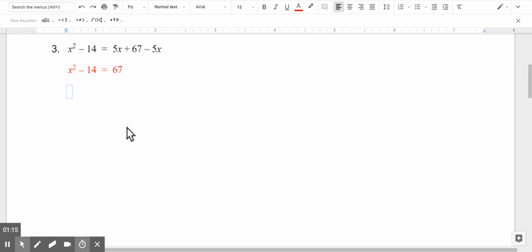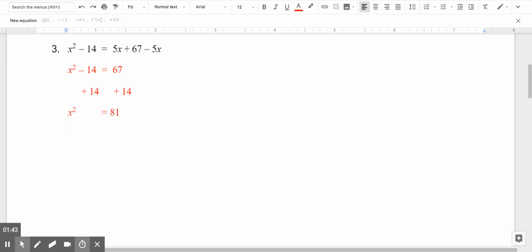Let's add 14 to both sides to get rid of that constant that's on the same side as our x squared. So I'll do plus 14 on both sides of my equation. And when I do this, I end up with x squared on the left-hand side, and those 14s cancel out. That's going to be equal to 81, which is 67 plus 14. So x squared is 81.